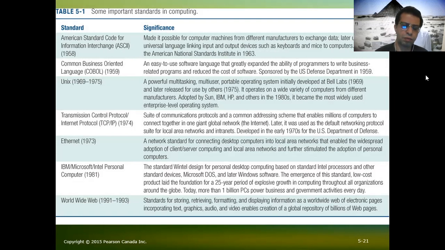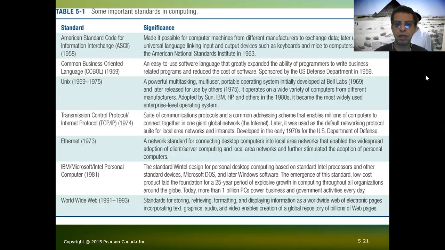In the old days, PCs made by IBM weren't similar to the PCs made by other companies, but now they are pretty much the same. Now, COBOL, this is a very old course that you take in the first year of university, Pascal and COBOL.